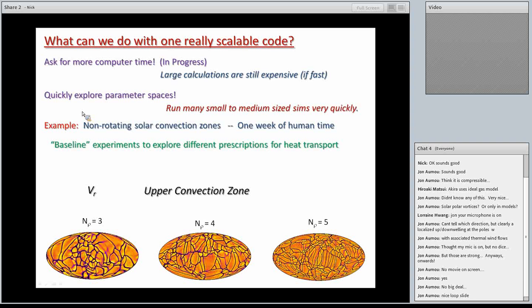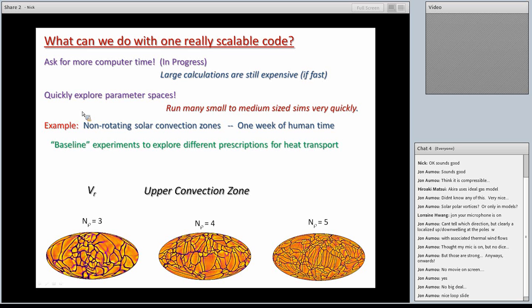I was looking at non-rotating convection, which is very fun to look at. You get some pretty cool patterns. I was just interested in looking at some different prescriptions for heat transport. Solar physicists play a lot of games with the upper boundary, and I wanted a baseline set of experiments to look at this with.